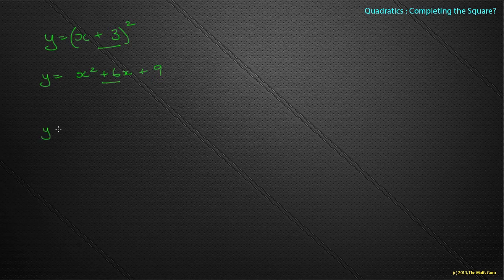What if I have y equals x plus 10 all squared? What do I get? I get x squared plus 20x plus 100. And again, this value is halved or double, depending on which way you look at it.